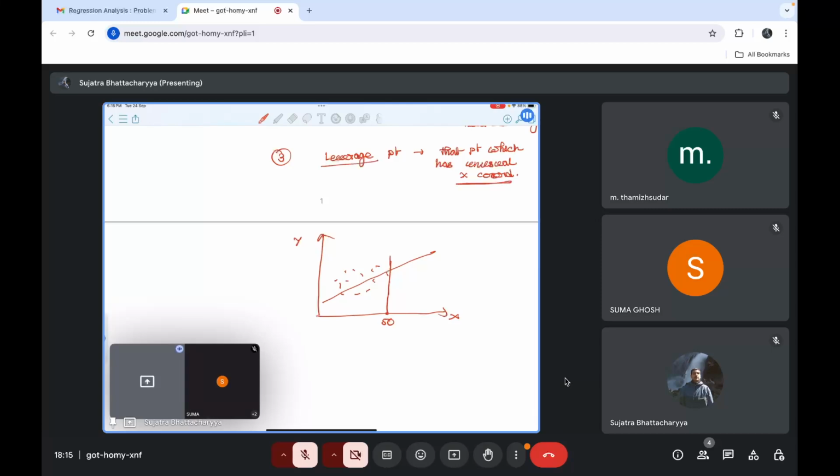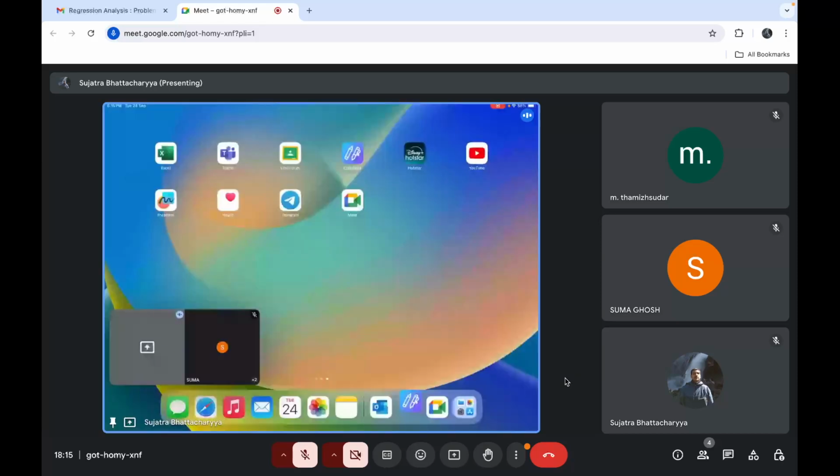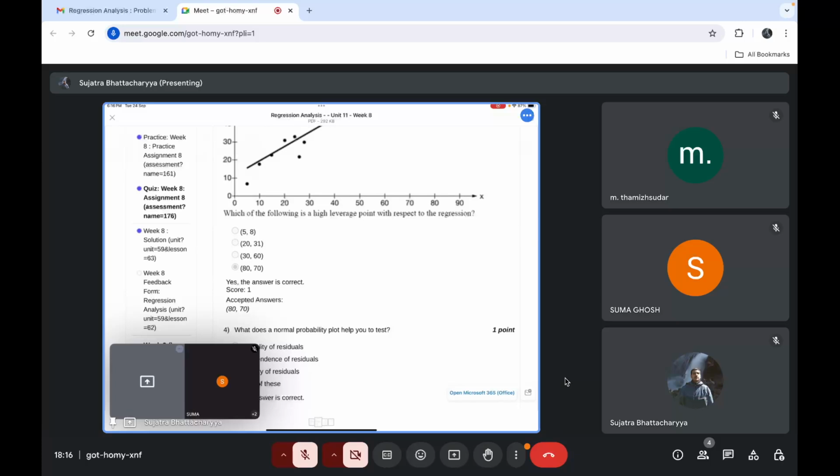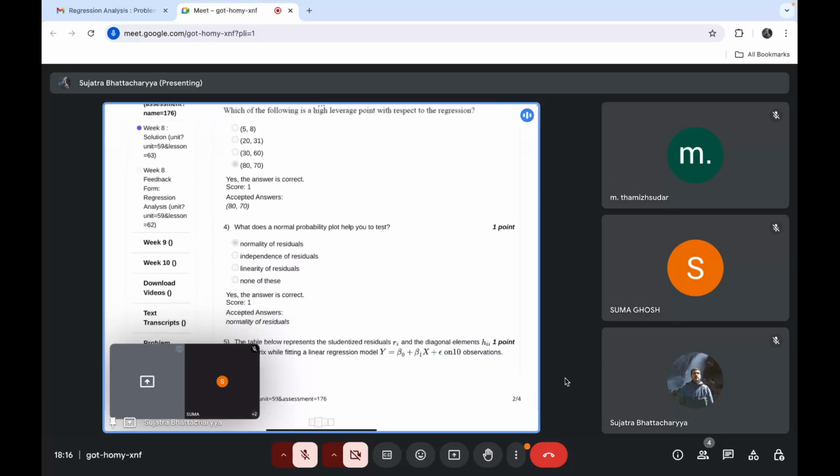Below x equal to 50, you will find most of the observations except one observation, which is somewhere here, at some 80 or so. That observation will be a leverage point because it has an unusual x coordinate, very different from all other points. So that's why this is a leverage point. Let's go to this scatter plot. You can see that yes, the extreme right one is the leverage point. Okay, so its coordinate is near 80, 70. Fine. Let's go to the fourth question.